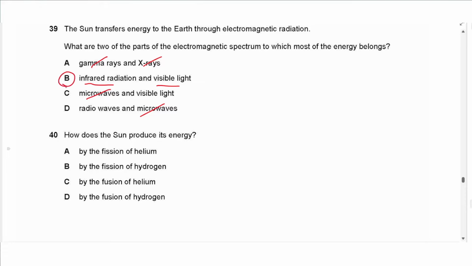Question 40 says, how does the Sun produce its energy? It is by fission, no, it's fusion. Of helium or hydrogen, it's of hydrogen into helium. So the answer is D.